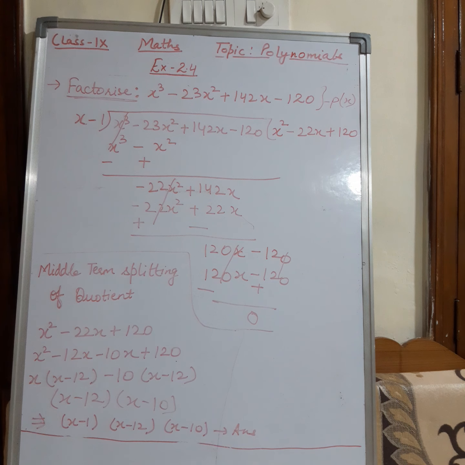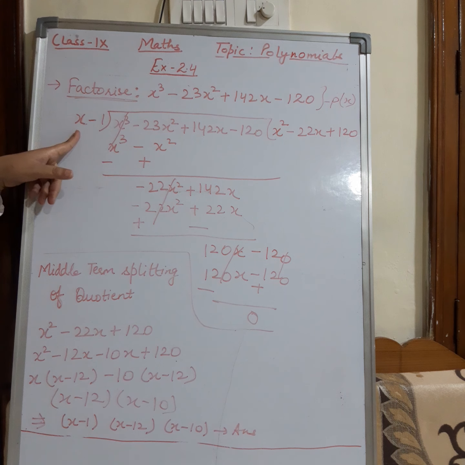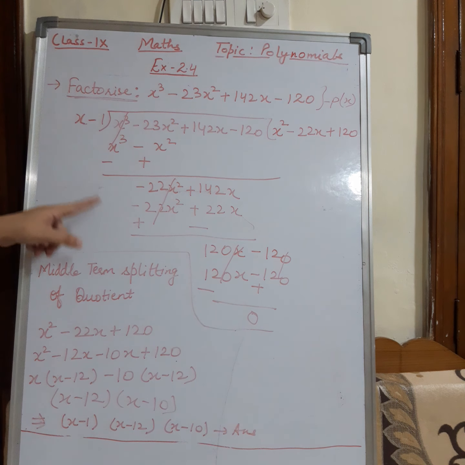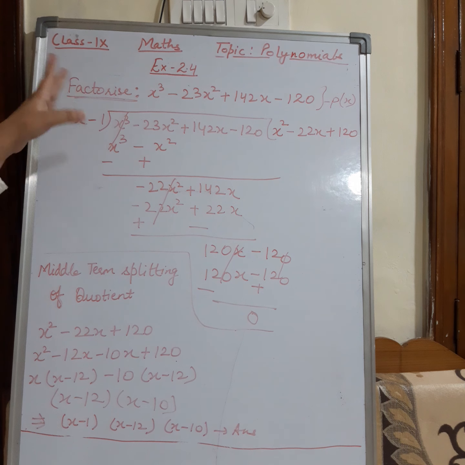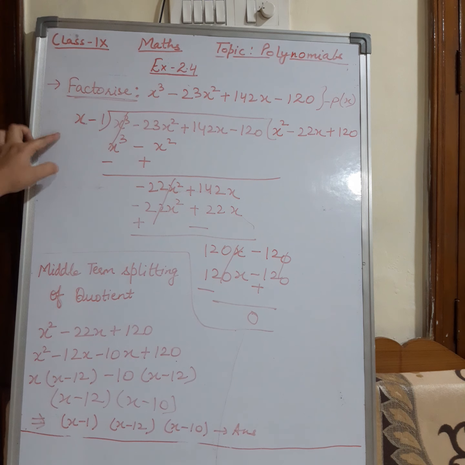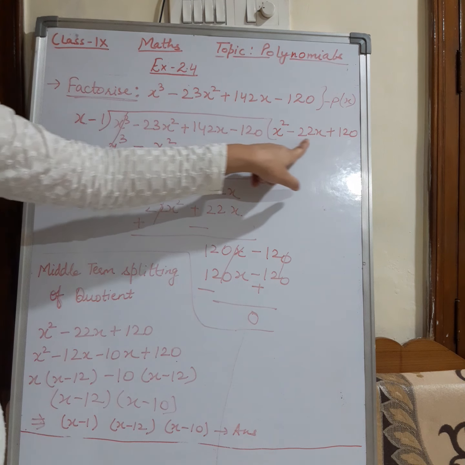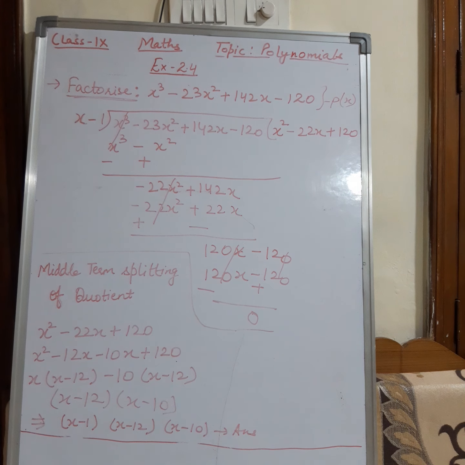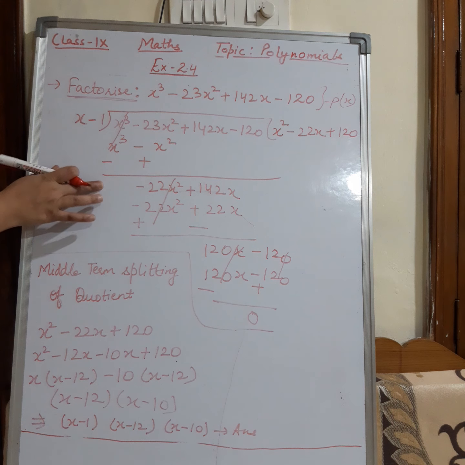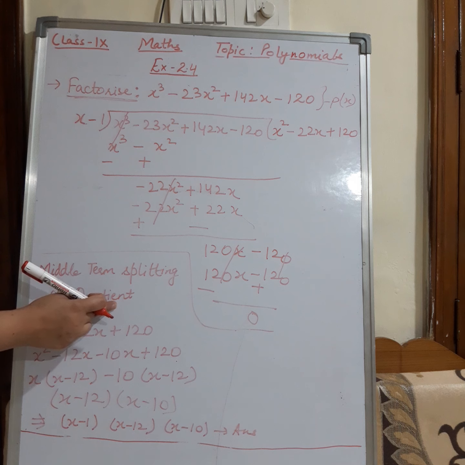Now after finding the first factor, we have to do the long division of the given polynomial by that factor. I have already discussed the long division method with you, so I have solved it and I am not going to explain each and every step. After solving, we get the quotient as this. This is a quadratic polynomial. So this was the second step. Now the third step is to do the middle term splitting of the quotient.